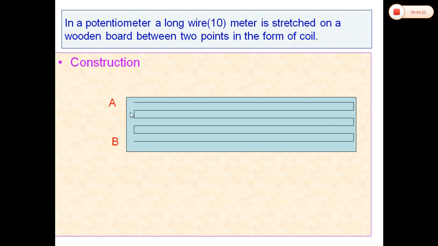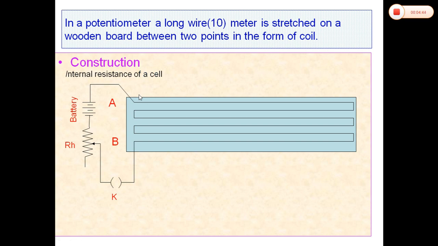Here the ends of wire AB are connected with a battery, rheostat and a key. This circuit is called auxiliary circuit. Here this circuit provides a constant current to the wire of the potentiometer. If this circuit is used to measure internal resistance of a cell, then the point A is connected with a cell. In parallel with the cell, a resistance box and a key are connected.